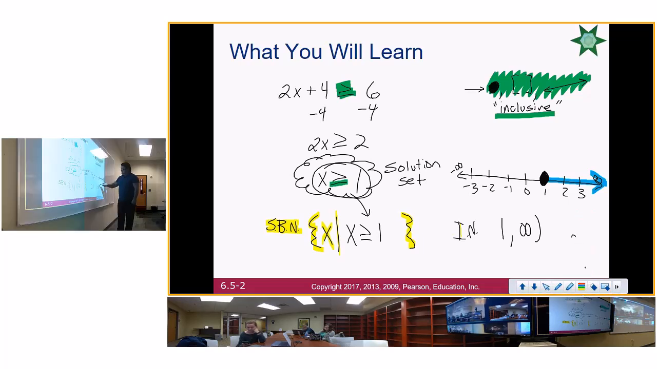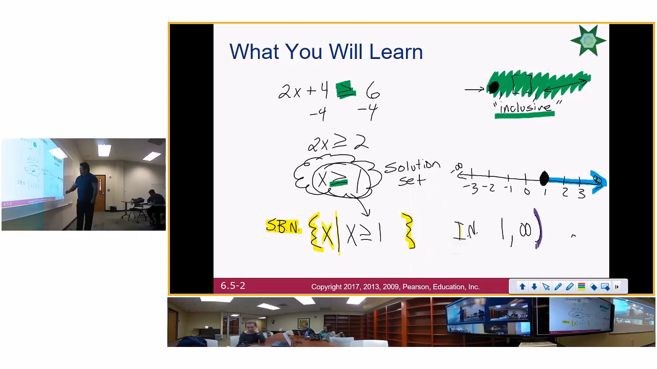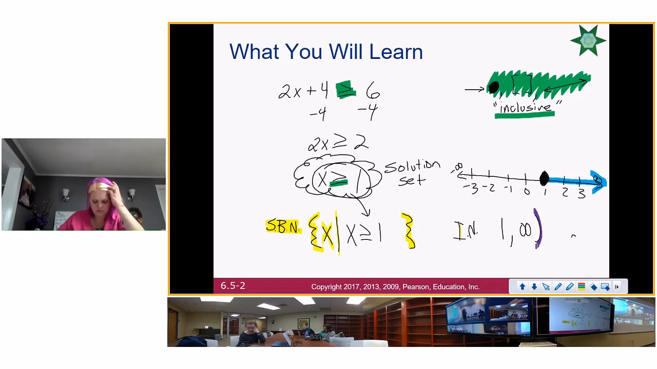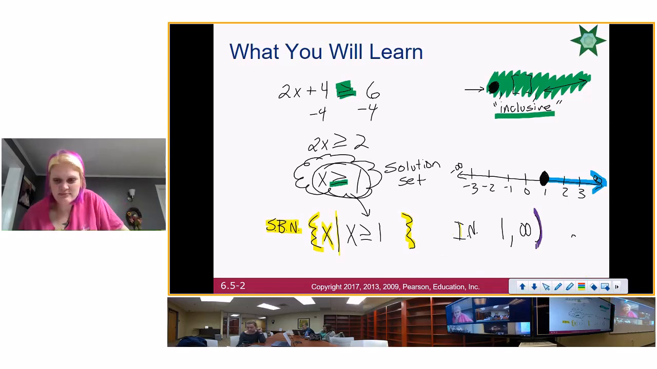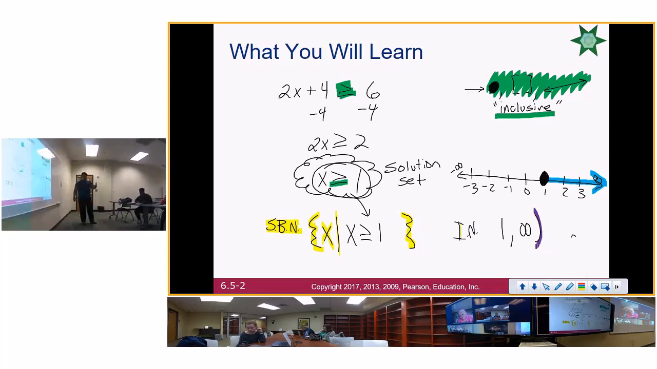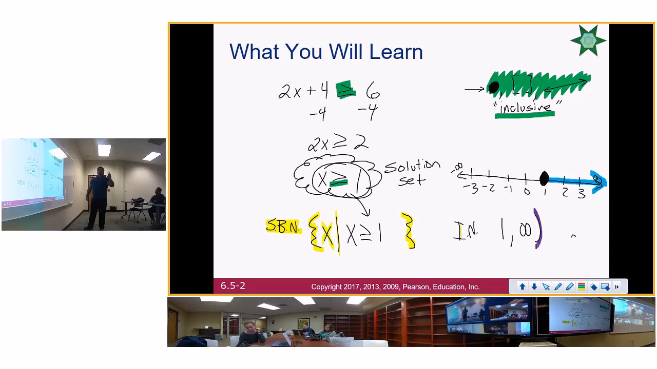Somebody tell me why. Why do infinity and negative infinity always get a parenthesis? It's easy. Somebody tell me what infinity is. Never ending. Give me the number that tells me infinity. You can't. Only people that think they know it all think they can name infinity. So, whenever you're dealing with positive or negative infinity, it always gets a parenthesis.